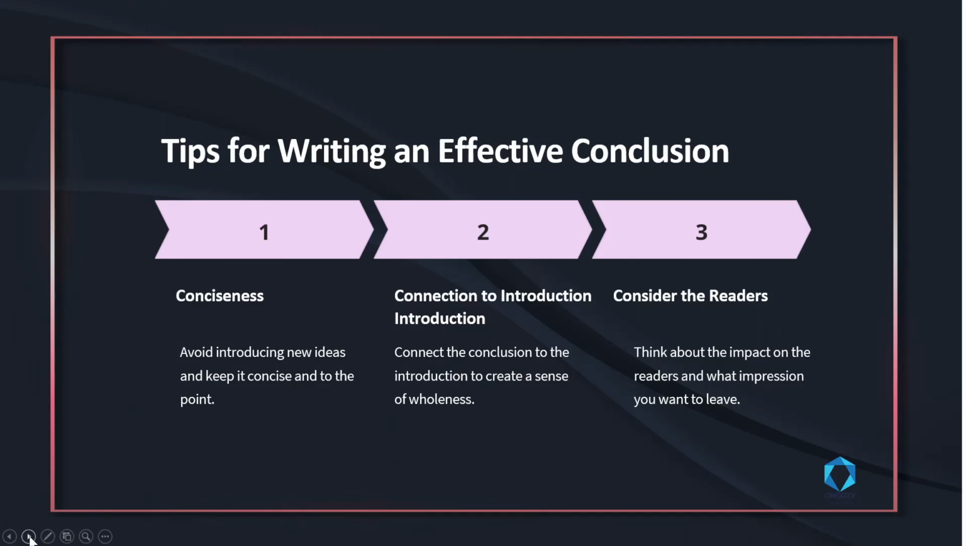Now, tips for writing an effective conclusion. Number one, conciseness. Avoid introducing new ideas in the conclusion. No, don't introduce any new idea in your conclusion. Number two, connect your conclusion to your introduction, right? Create a sense of wholeness, all right?